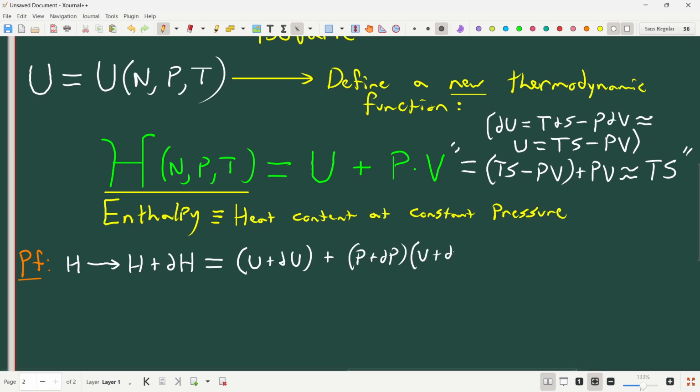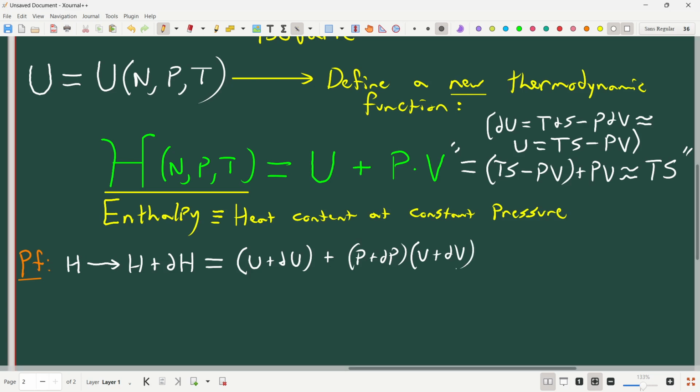And volume might change by a small amount. Okay? I'm not going to hold this at constant pressure yet. You might say, hey, dP is 0, so this should go away. Let's hold on to that and apply that assumption at the end. So let's just assume everything can change in our system: U, P, and V.